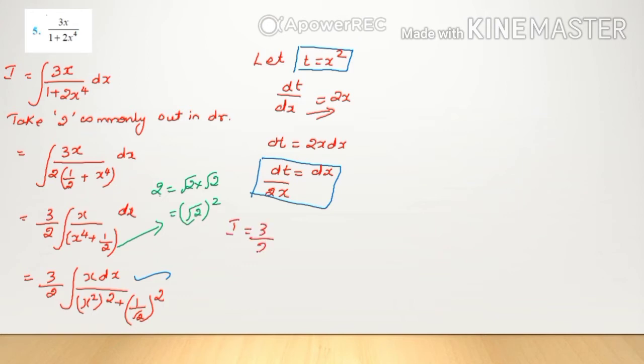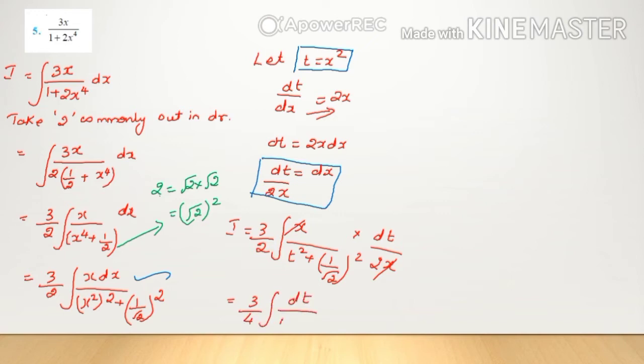So I is equal to 3 by 2 integral x divided by x square, that is t square, plus 1 divided by root 2 the whole square into dx. The dx value is nothing but dt divided by 2x. So the x gets cancelled, and there is already a 3 by 2, so 2 into 2 gives us 4. So 3 by 4 integral dt divided by t square plus 1 by root 2 the whole square.